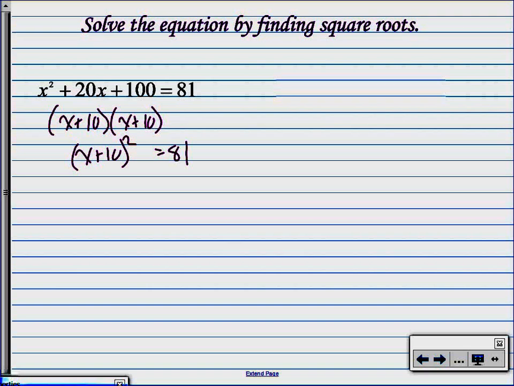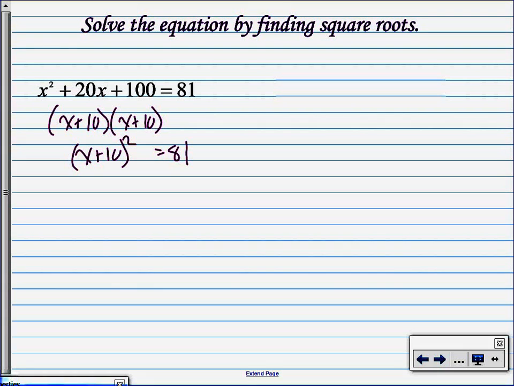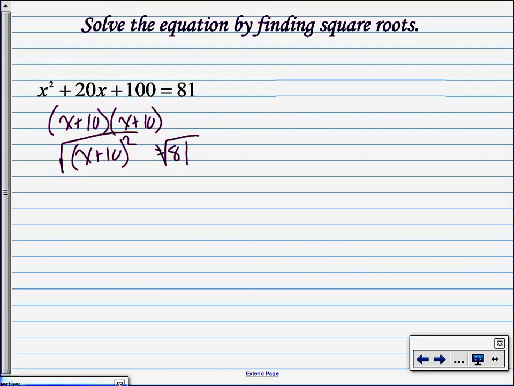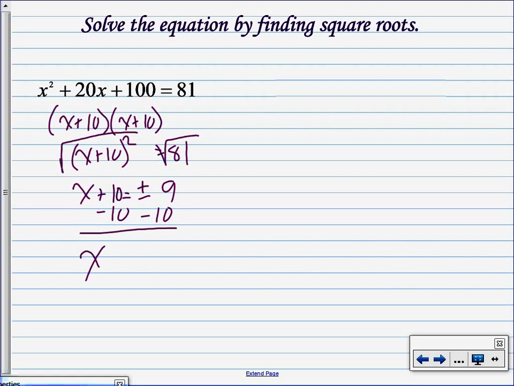Equals 81. Everyone okay with that? Same thing times the same thing is squared, right? How do you undo a square? Square root it. So I'm going to square root the square. The square root of x plus 10 squared is x plus 10 equals plus or minus the square root of 81, which is 9. And now I subtract 10 here, and x will equal 9 minus 10, and negative 9 minus 10.